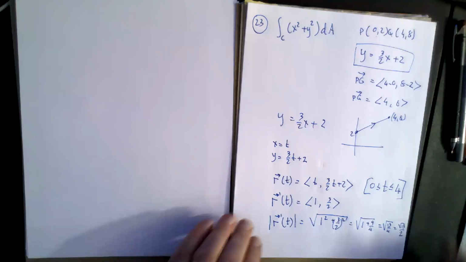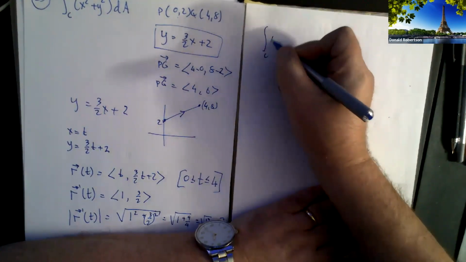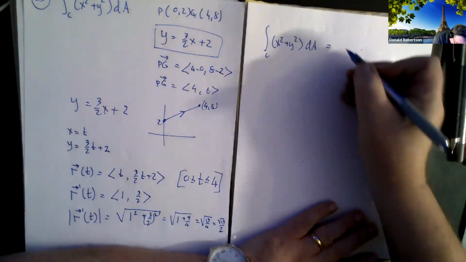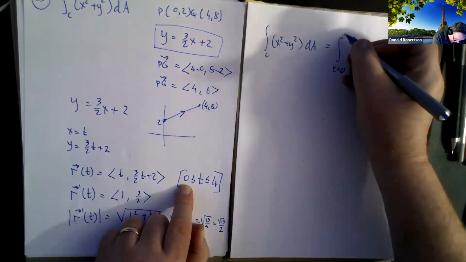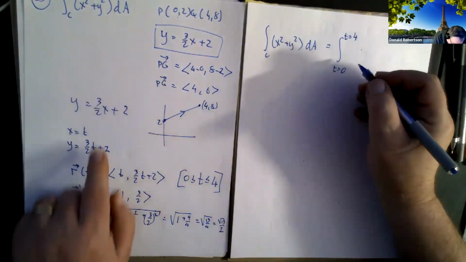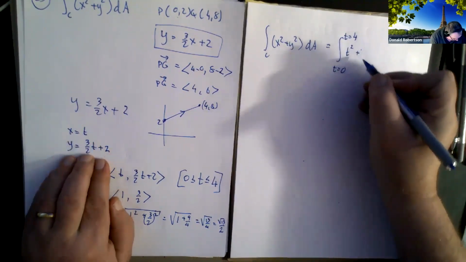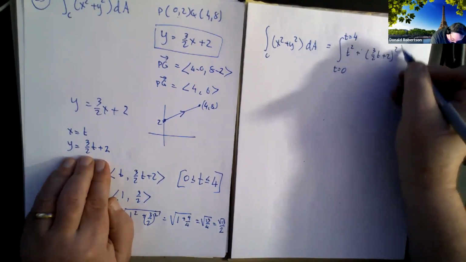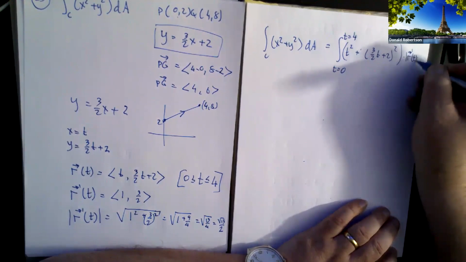Okay. Right. So what we're now going to do is take the original line integral that uses x's and y's and convert it into a single integral using t. And the t is going to go from the start of the line to the t value that is the finish of the line. That's where I went wrong last time. The x squared is going to be replaced by t, so it's t squared. And the y squared is going to be replaced by (3/2 t + 2) squared. And then you multiply by the magnitude of the derivative dt.